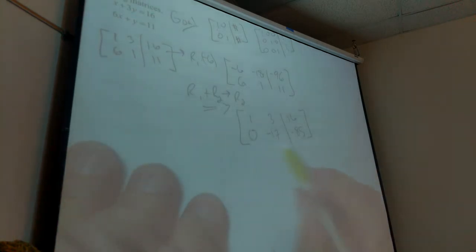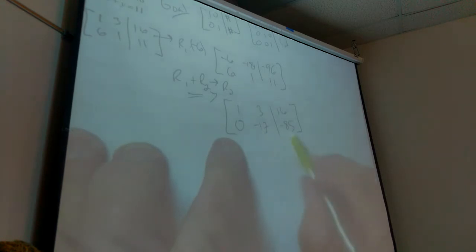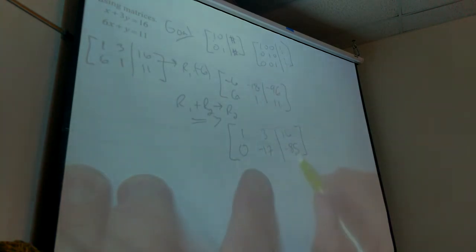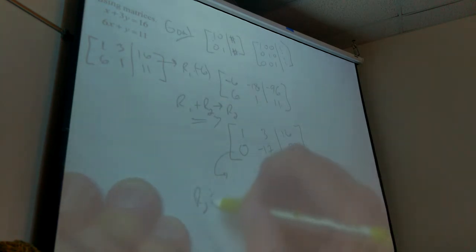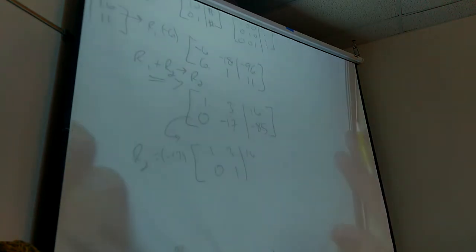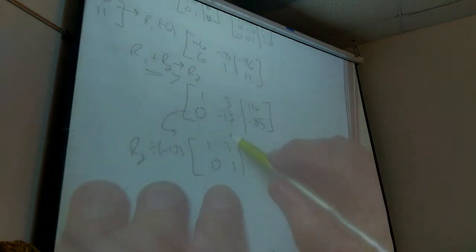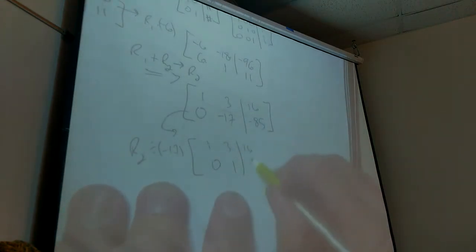So look at this row. Thank God something happens here. What do I need here? A 1. So what am I going to do with this row to make a 1 show up here? How do I make a 1 show up here? Divided by... divided by negative 17. So let me divide row 2 by negative 17. What do I get when I do that? Negative 85 divided by 17, thank God, is 5.